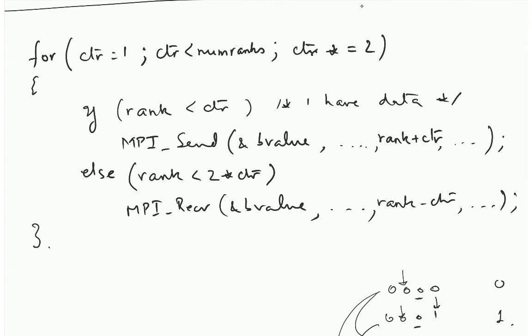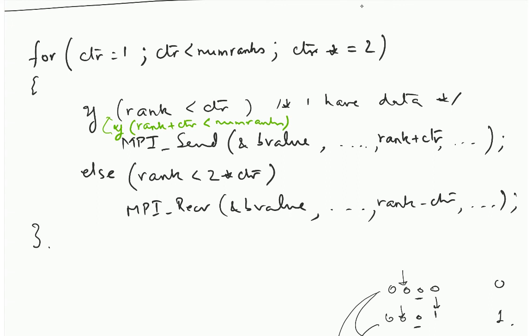If counter is not a power of 2. So how do you fix that? Very simple. Just add here, do the MPI send only if rank plus counter is less than num ranks. Just put that extra condition in. And this has to be a separate if condition. You can't combine this if condition with this if condition. You can figure out why. That's a simple observation.